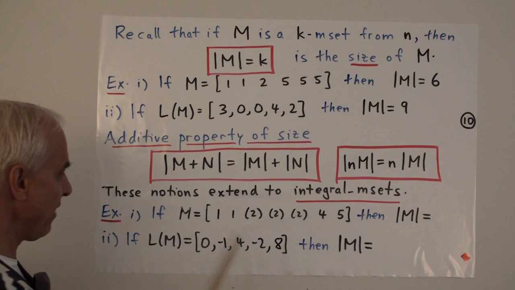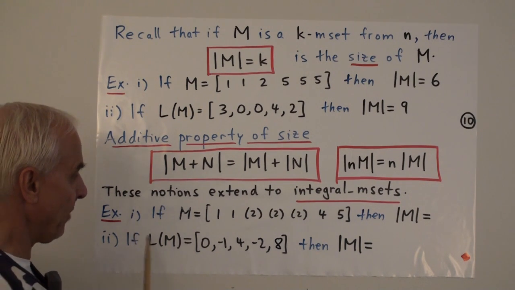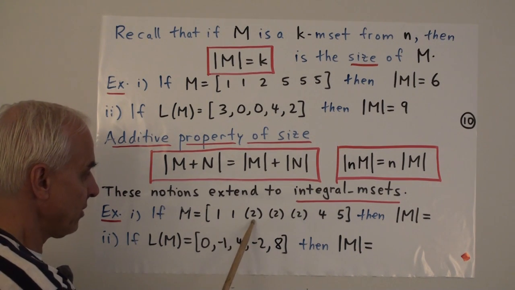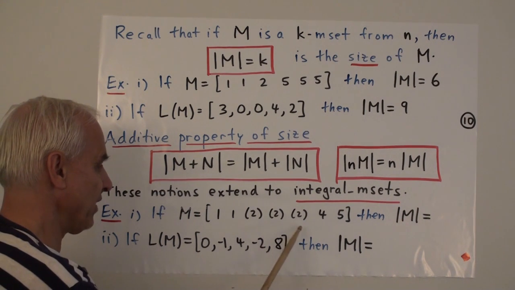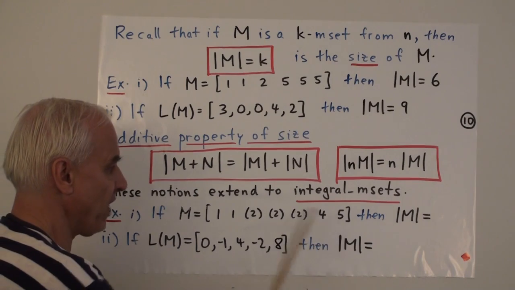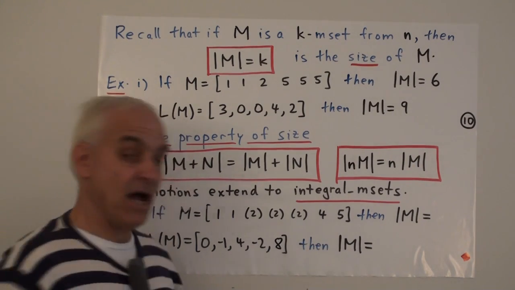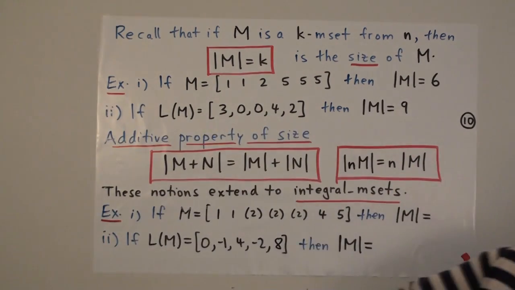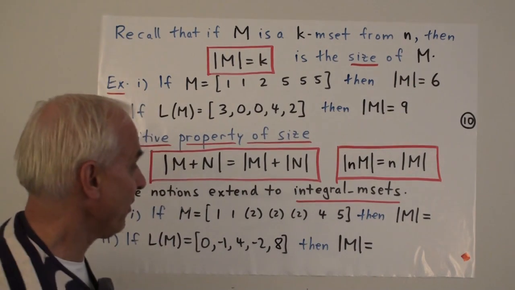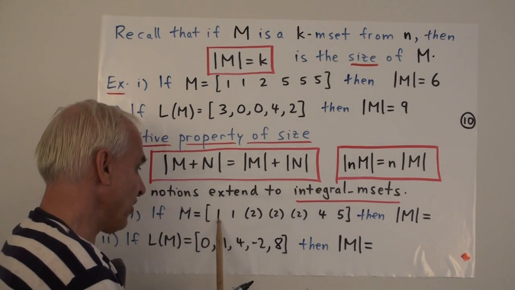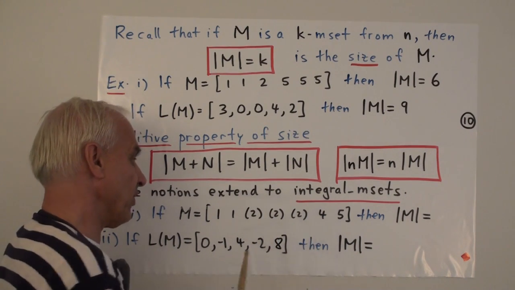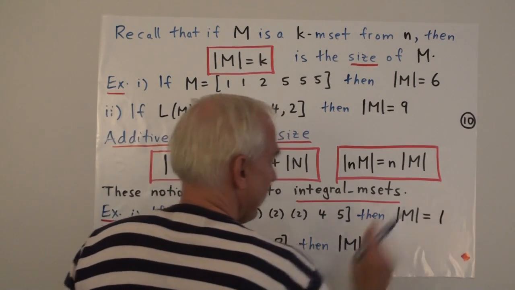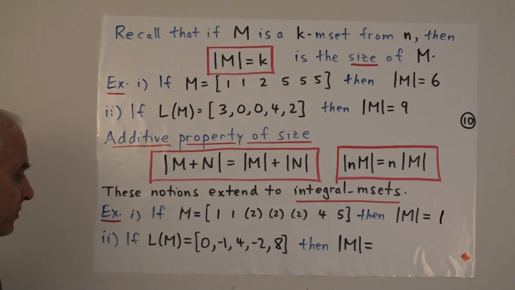So for example, if we have M, the integral M-set, 1, 1, 2 with a negative coefficient, 2 with a negative coefficient, 2 with a negative coefficient, 4 and 5, then the size of M is what? So we have to count how many elements it has. Each one of these contributes plus 1, and this contributes minus 1, minus 1, minus 1, and so on. So for a total, M has size 1.